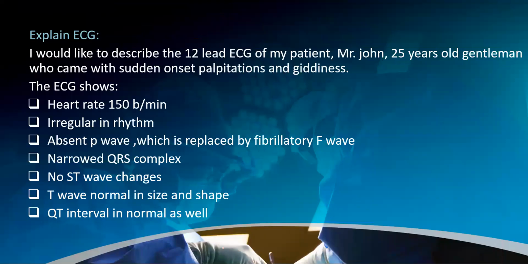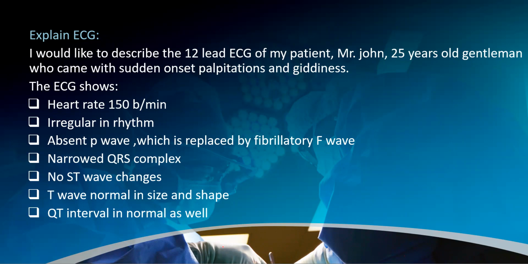So how are you going to explain this ECG? Same way. So I would like to describe the 12-lead ECG of my patient, a 25-year-old gentleman presented with sudden onset of palpitation and giddiness. The ECG shows heart rate. Now, in here, if you can't say the heart rate, then don't bother with the heart rate. So you can say the ECG shows tachycardia. Forget about the specific heart rate because it will be near impossible to do that in that time frame.